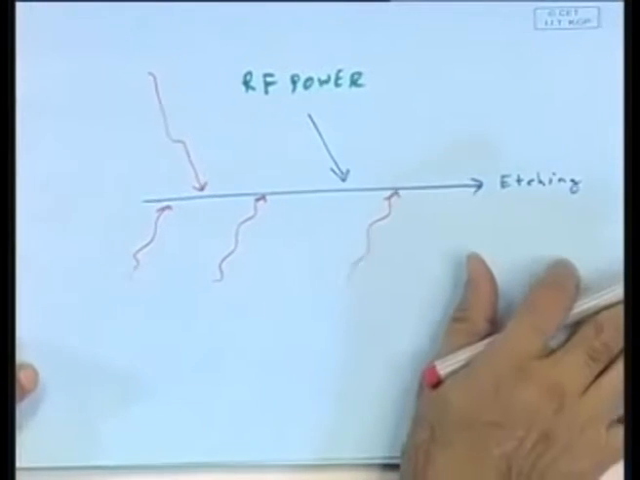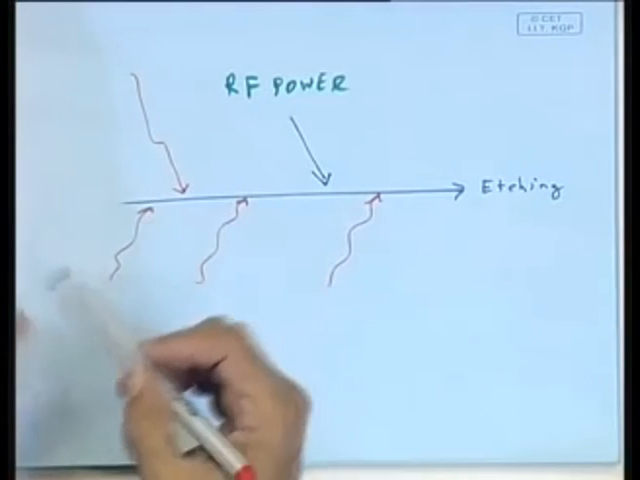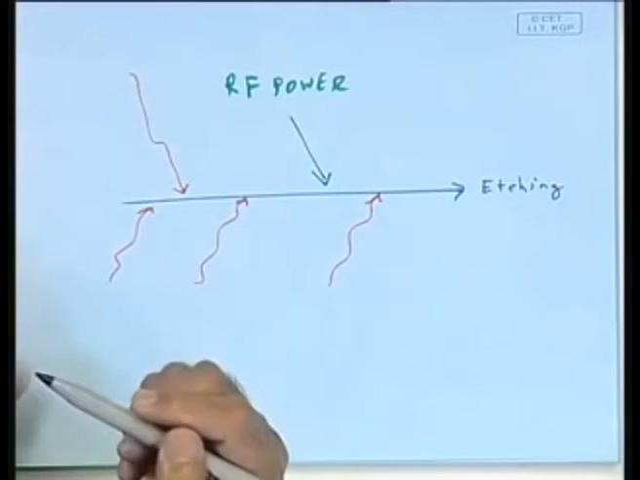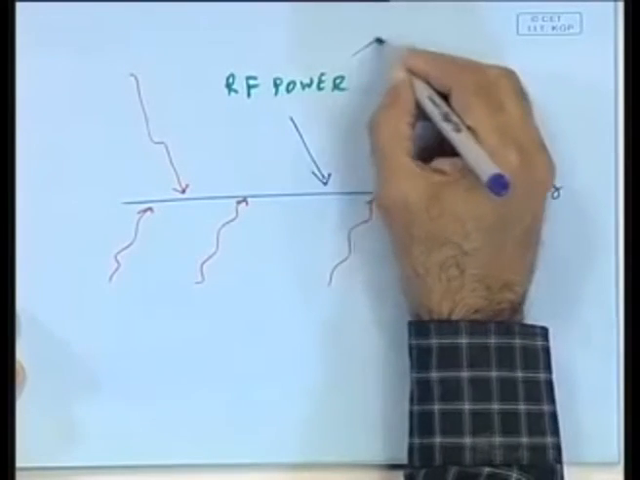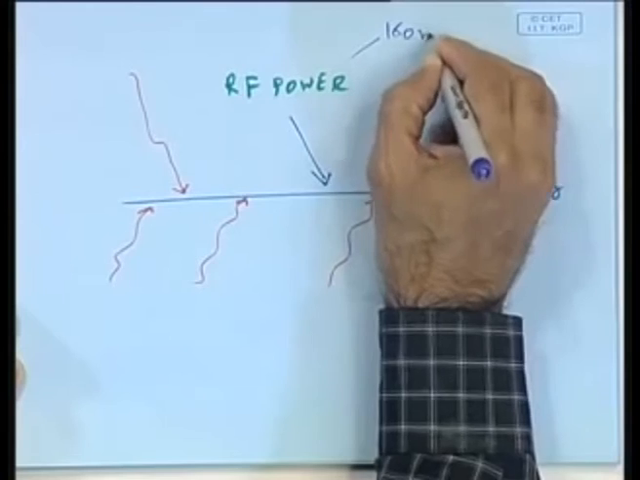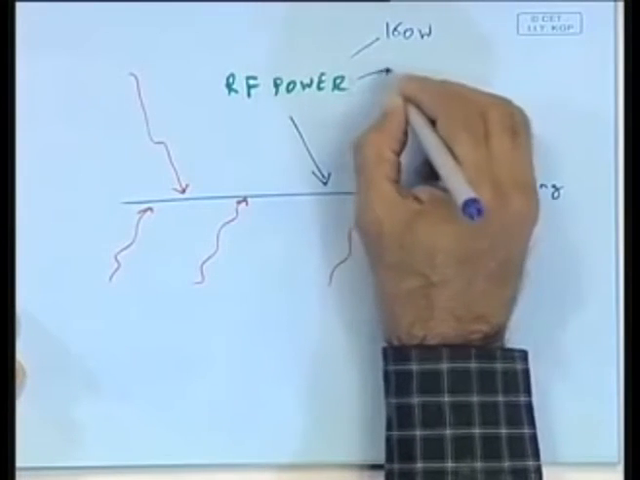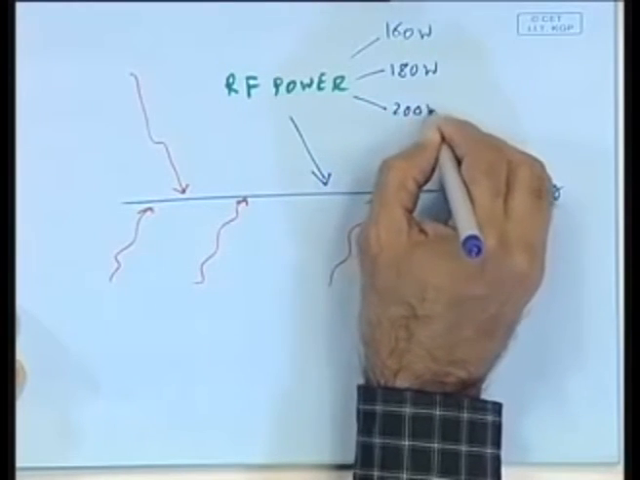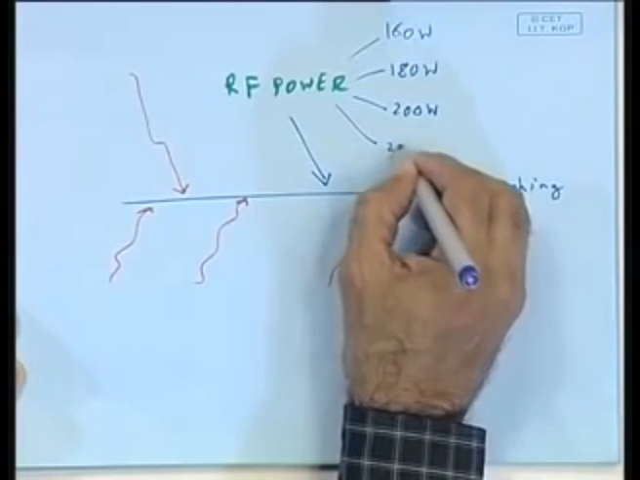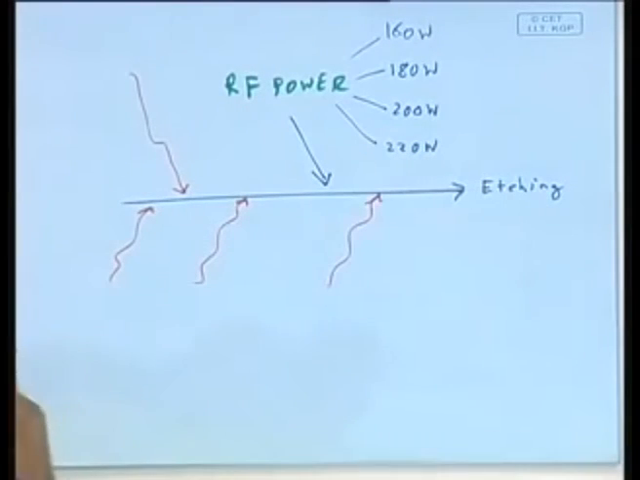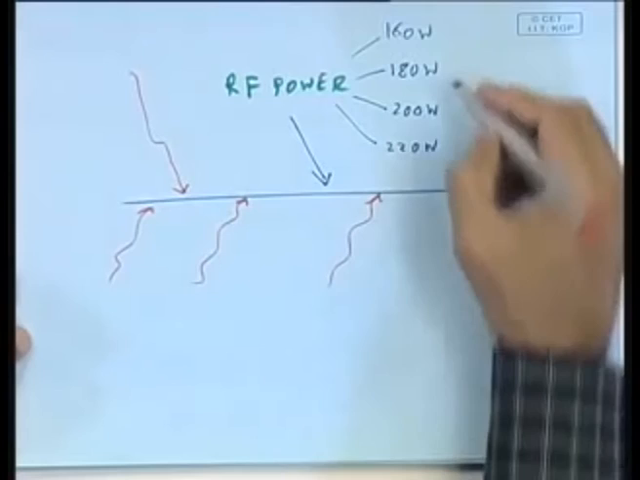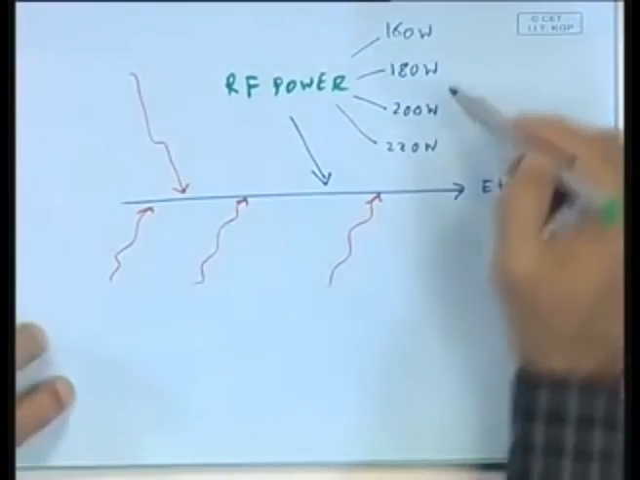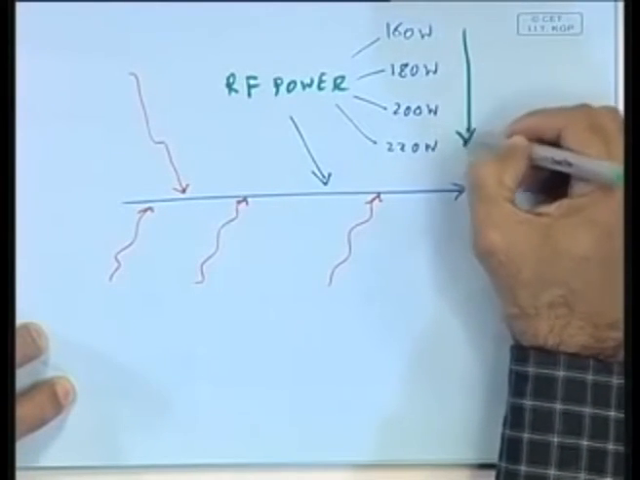My goal is to try to understand whether, if I change these RF settings at different levels, and what are those levels? I've been given certain levels: 160 watt, 180 watt, 200 watt, and 220 watt. Notice here, I'm changing these settings. So RF power is changing as I go this way.